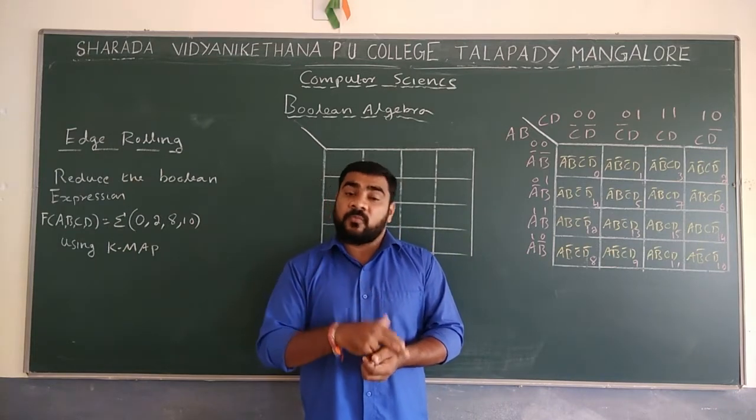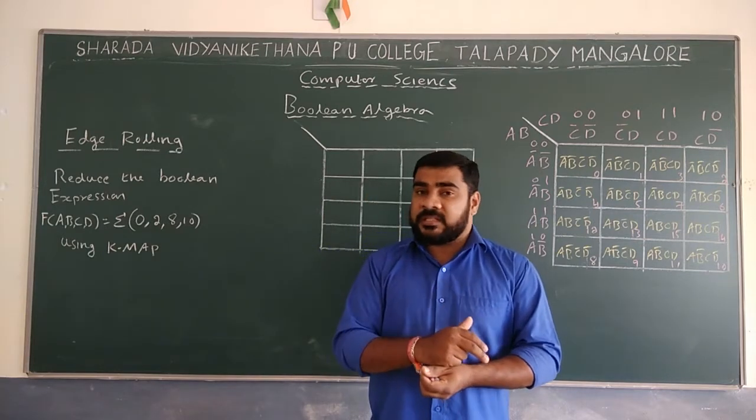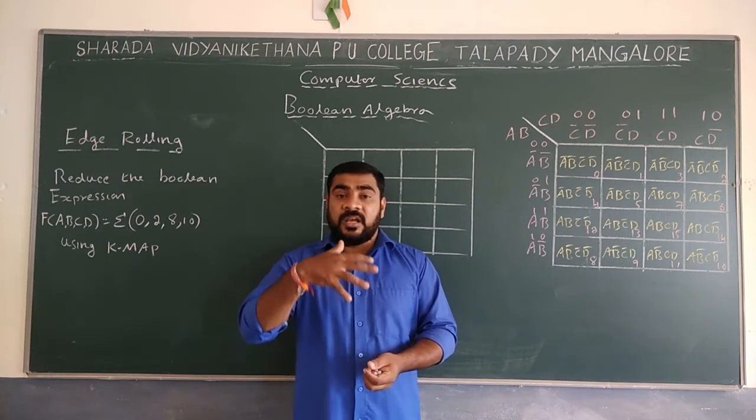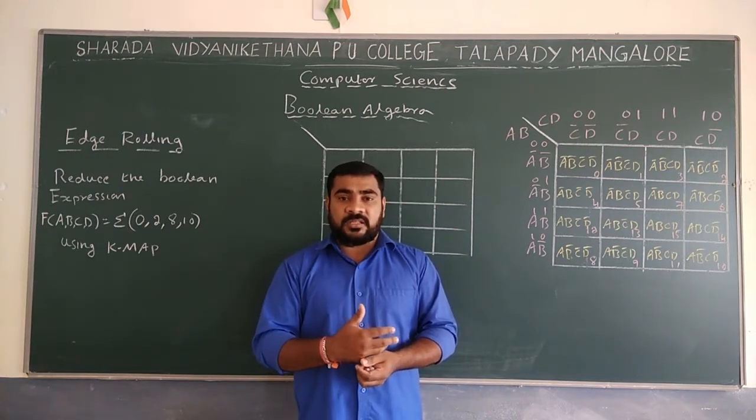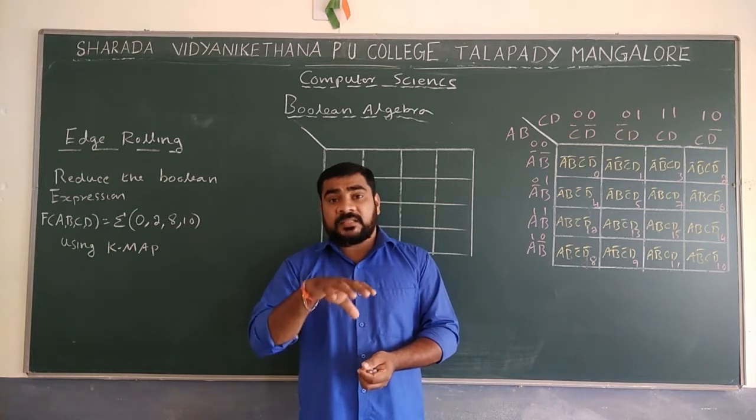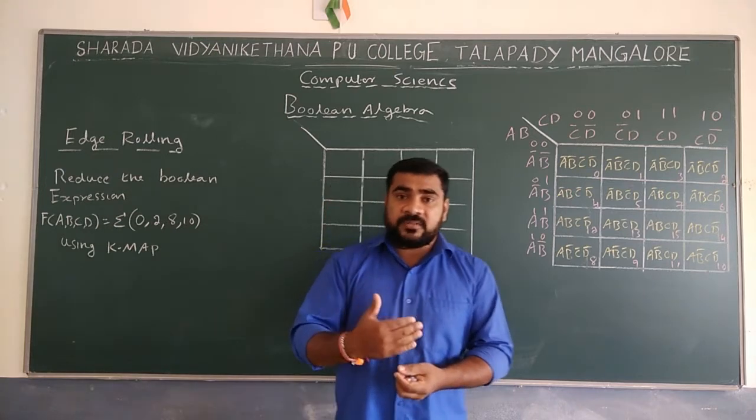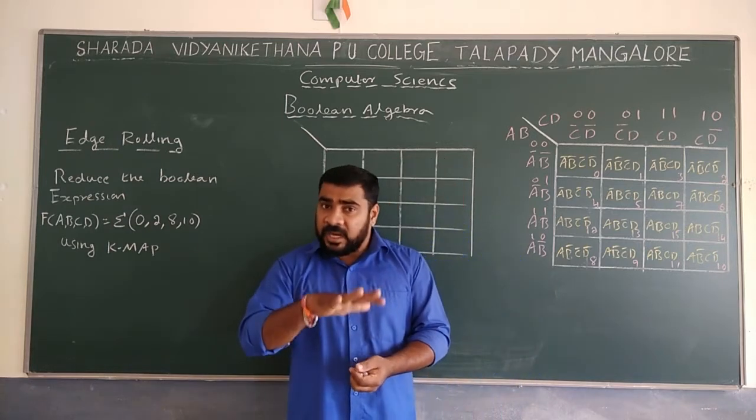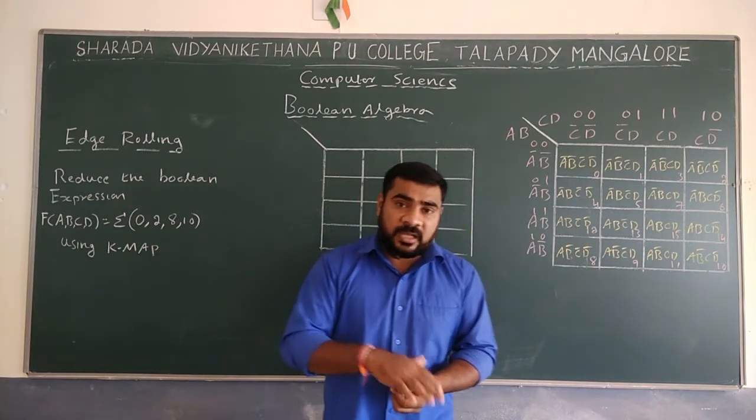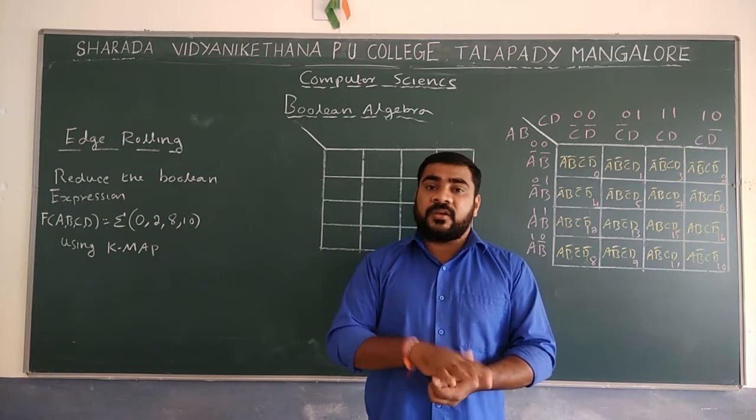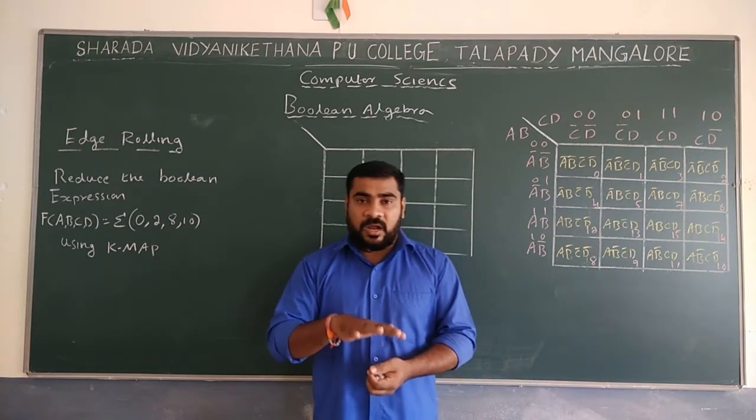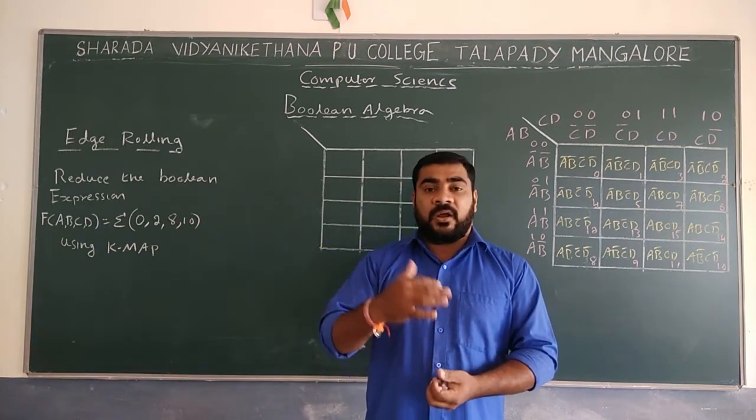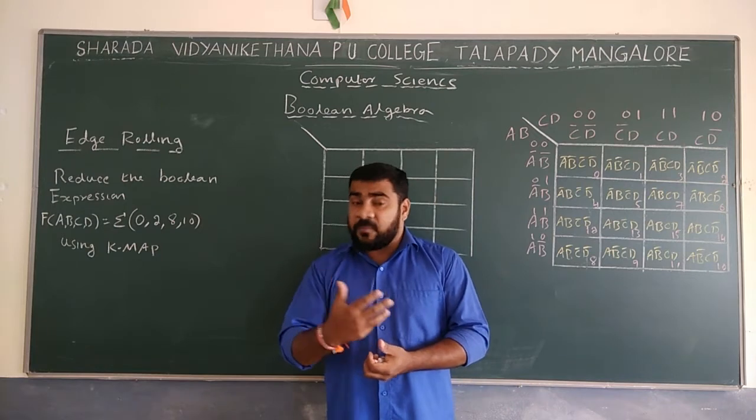If you want to reduce, there are 2 methods available. One is the algebraic method. In the algebraic method, we use different laws, fundamental laws, or some theorems. By applying theorems, we reduce a big Boolean expression into a smaller one. That is what we discussed. And we also discussed reducing a Boolean expression using the K-map, the Karnaugh map. I already discussed many topics.